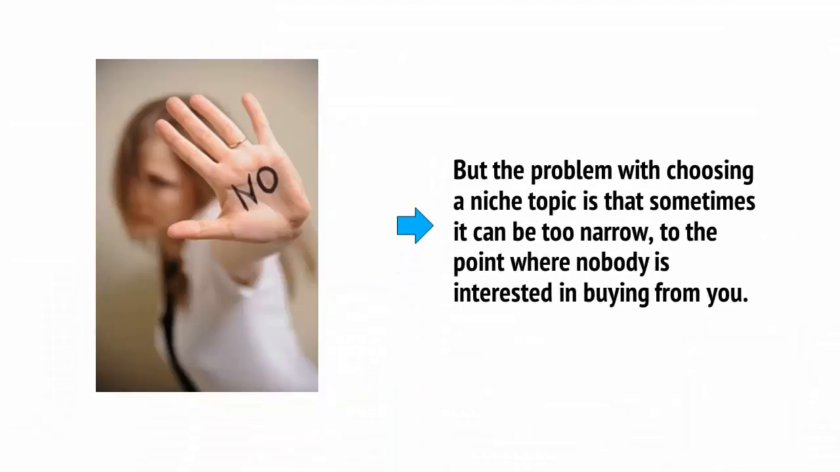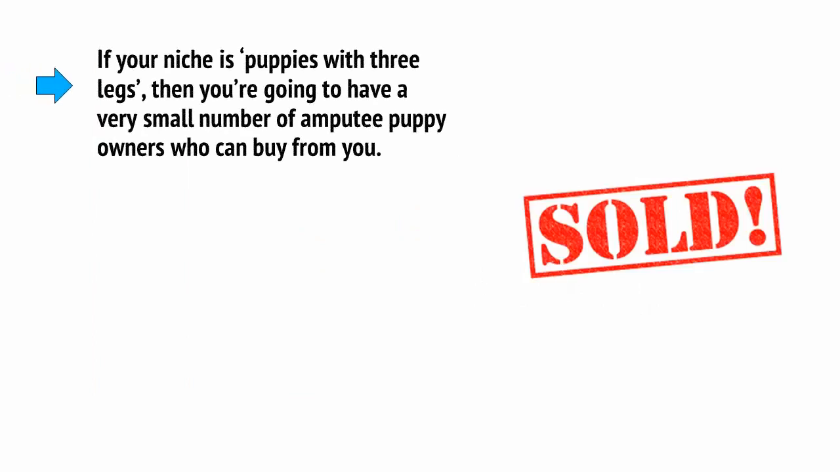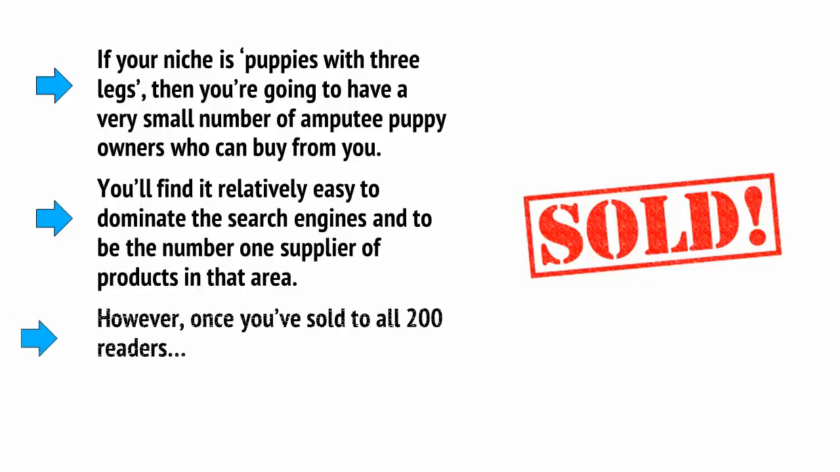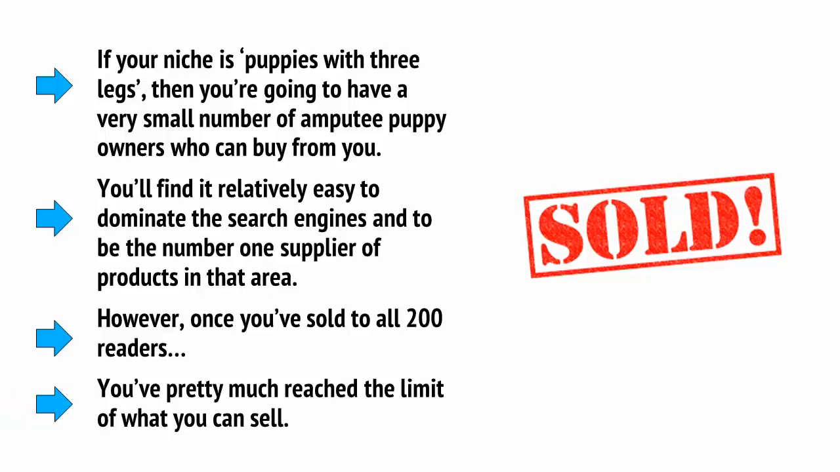But the problem with choosing a niche topic is that sometimes it can be too narrow, to the point where no one is interested in buying from you. If your niche is puppies with three legs, then you're going to have a very small number of amputee puppy owners who can buy from you. You'll find it relatively easy to dominate the search engines and to be the number one supplier of products in that area. However, once you've sold to all 200 readers, well, you've pretty much reached the limit of what you can sell.